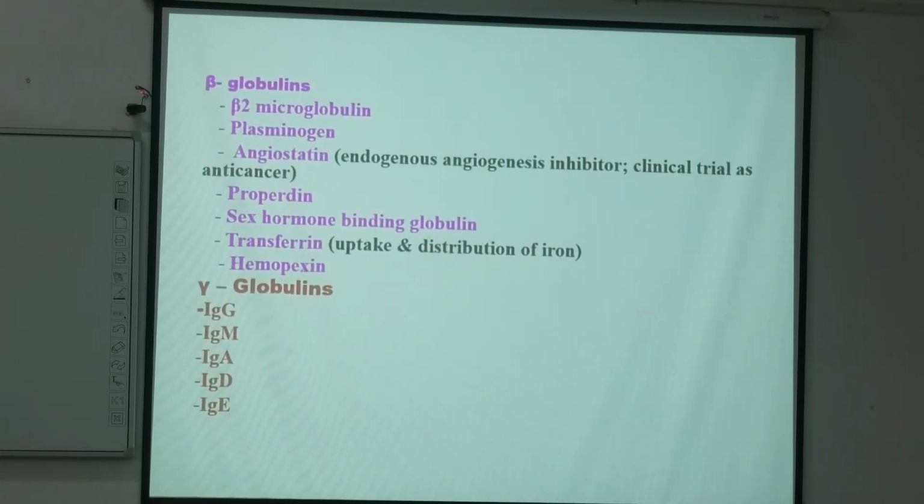Similarly, for beta globulin, there are only a few major important proteins. You will read it, you will get it in the book. Now you just try to note it down so that you remember what I want. Everything is written in the book. The only thing is that you have to memorize. There is no way out for these cases.